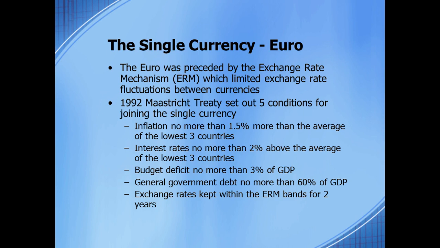In 1992, the Maastricht Treaty set out five conditions for joining the single currency, the euro. These are the rules you have to stick to if you want to be a member of the euro. Inflation no more than 1.5% more than the average of the lowest three countries. The interest rate no more than 2% above the average of the lowest three countries. The budget deficit never more than 3% of GDP. General government debt no more than 60% of GDP. And the exchange rate kept within the ERM bands for 2 years.